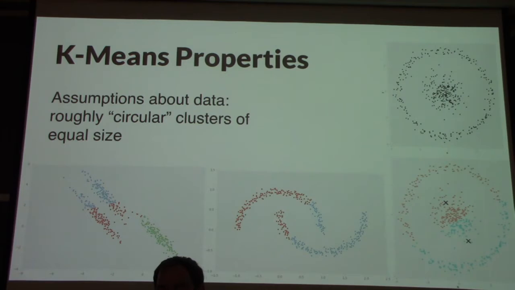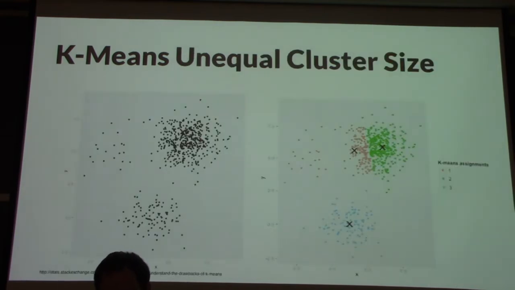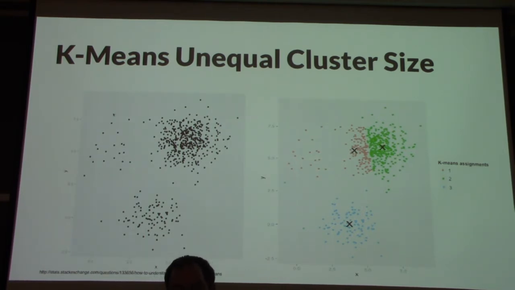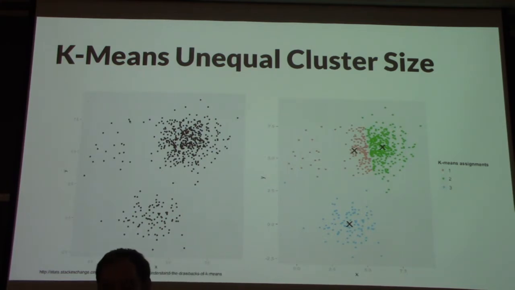So here, if we had a K-means of 2, we see that this doesn't really work well. Also for unequal cluster size, a human would probably say, this is one cluster here, this is one cluster here, and this is maybe a cluster or maybe a set of outliers. And so K-means doesn't really do all too well here either.